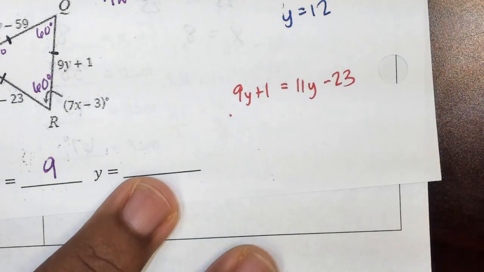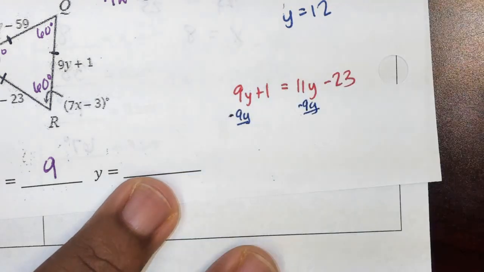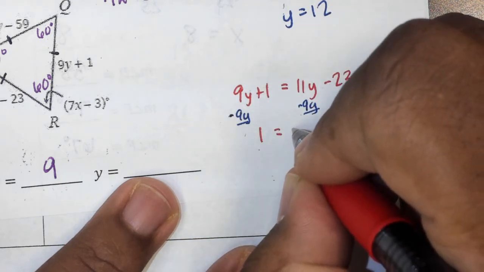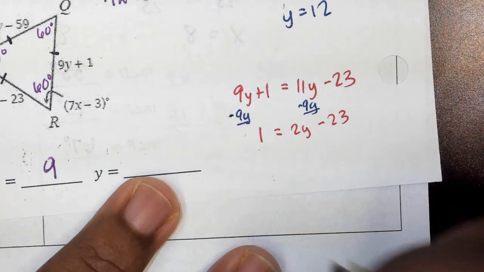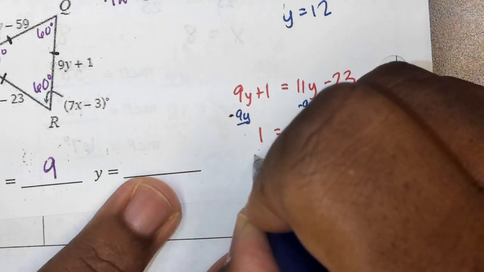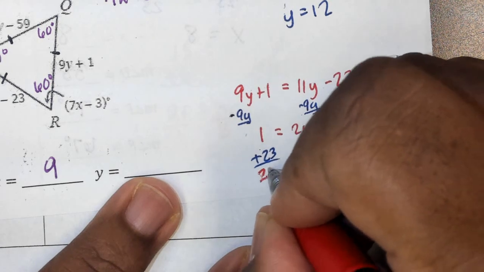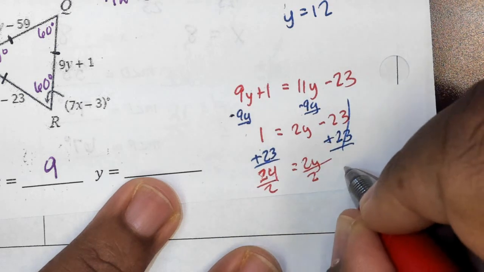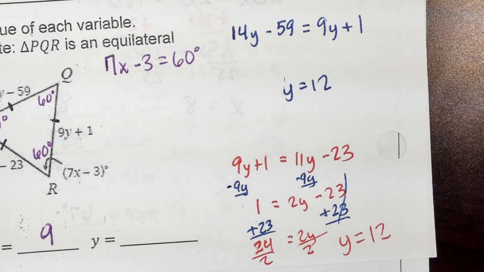Subtract 9y. Equals, what's that, 2y minus 23. Then I would have added 23. I got 24 equals 2y, then divide by 2, obviously I'm gonna get 12. I still get y equals 12. Either way you go about it, take two congruent sides, roll with it. Use some common sense, kids.